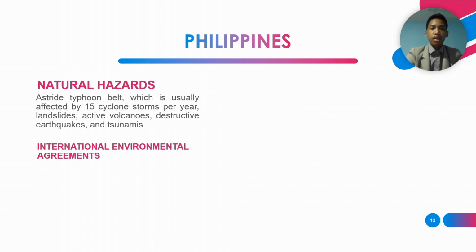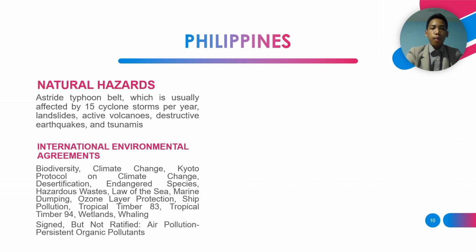Next is the international environmental agreements. Biodiversity, climate change, Kyoto Protocol on climate change, certification, endangered species, hazardous waste, law of the sea, marine dumping, ozone layer protection, ship pollution, tropical timber 83, tropical timber 94, wetlands, whaling, is signed but not ratified: air pollution, persistent organic pollutants.